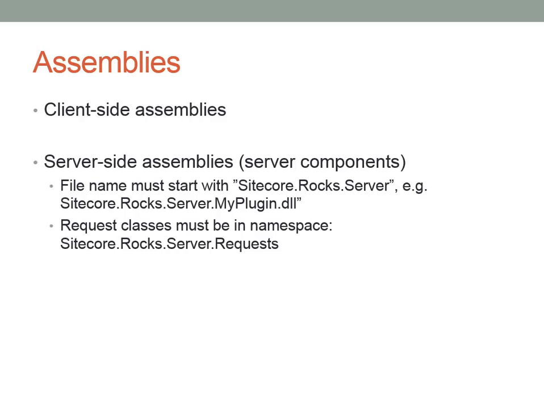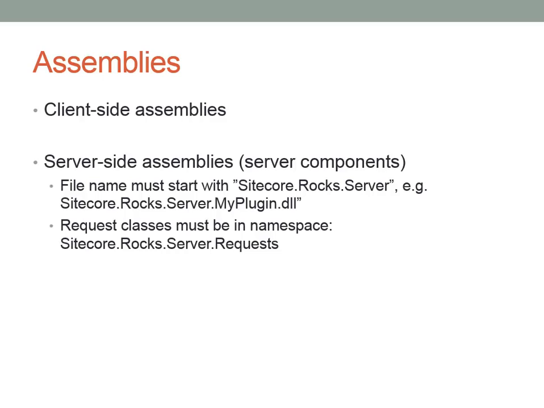A Sitecore Rocks plugin usually consists of two parts, a client assembly and a server-side assembly. The client-side assemblies are loaded inside the Sitecore Rocks host through the extensibility framework. As such, they do not have access to the Sitecore kernel or client assemblies, as they only run on the client machine, not in the actual website.